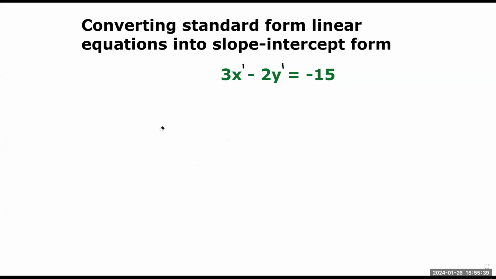Now, our goal here is to take this green standard form linear equation and convert it into slope-intercept form, where we have a y value by itself equal to mx plus b, or the slope times x plus the y-intercept. Now, the first step that we're going to take is to rewrite our linear equation.